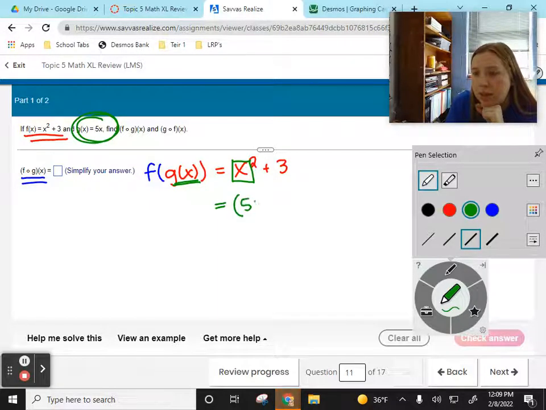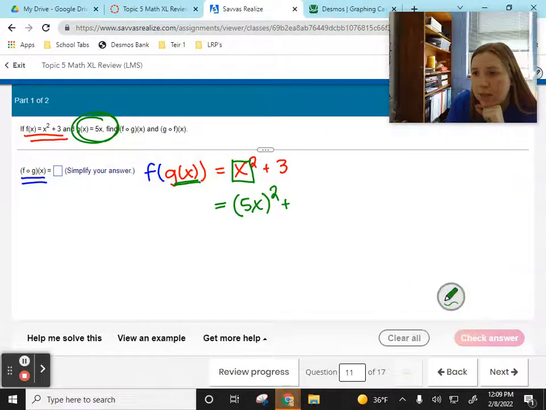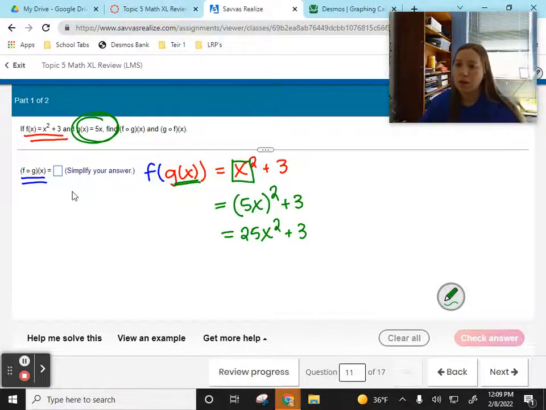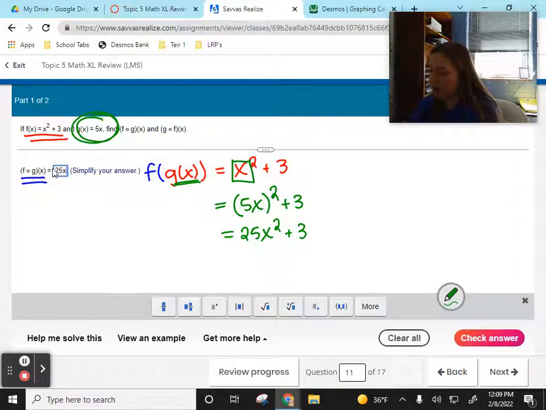So that means it's going to be 5x squared plus 3. 5x squared is 25x squared plus 3 doesn't change, so it just comes down. My answer here is 25x squared plus 3.